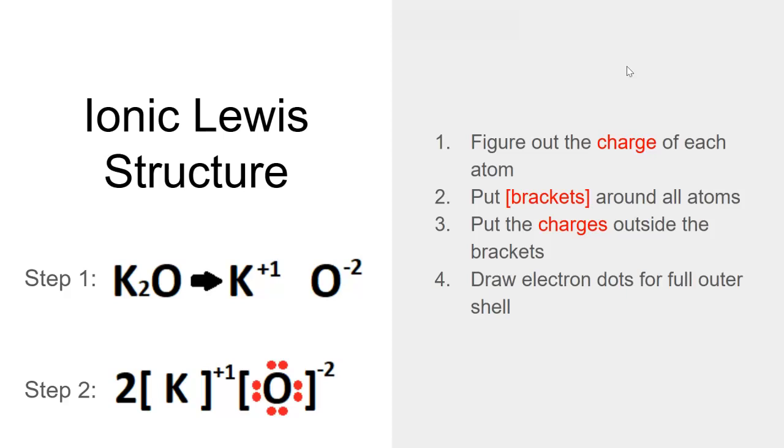So K2O, K has 1 valence electron. It wants to get rid of that electron, so +1. O has 6 valence electrons. It needs 2 more to complete its octet, so -2.